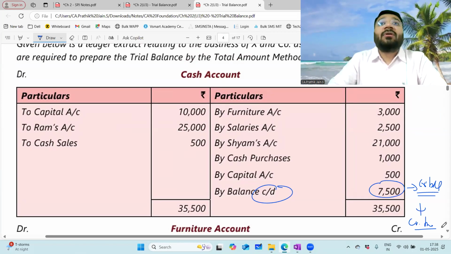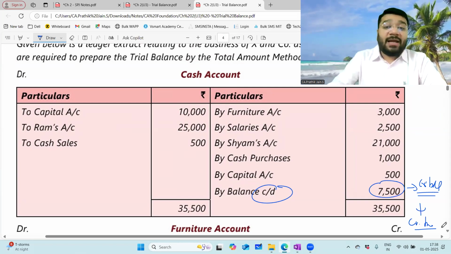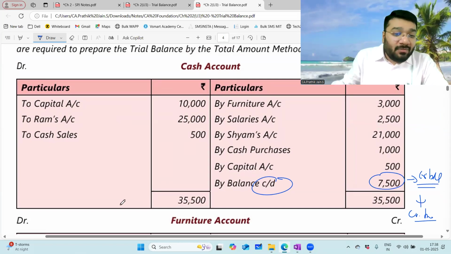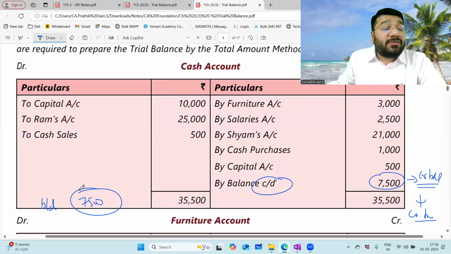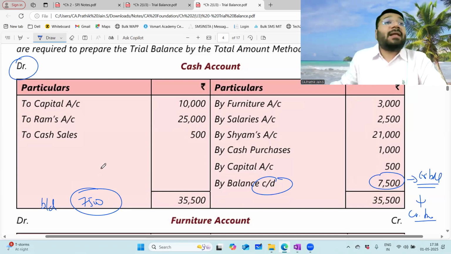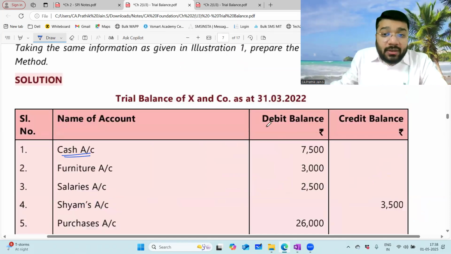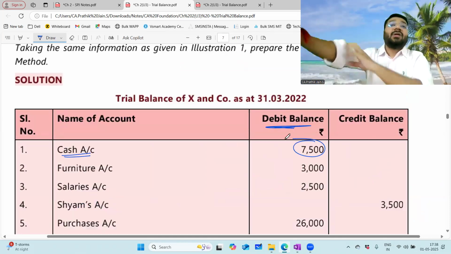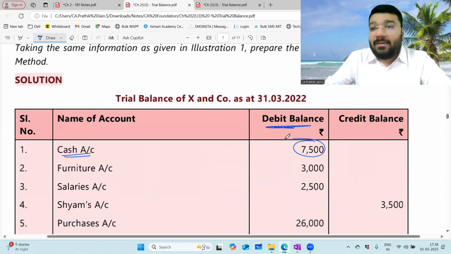No. When I transfer this to the trial balance, which balance will I see, carried down or brought down? Brought down. So can I do the brought down now? Balance brought down. How much is the balance brought down? 7,500. Which side of the ledger is this appearing on? Debit side. So what balance does it become? Debit balance. So it goes to the debit column of the trial balance. So cash account, debit column, 7,500. Based on the balance brought down, you decide whether it is a debit balance or credit balance.